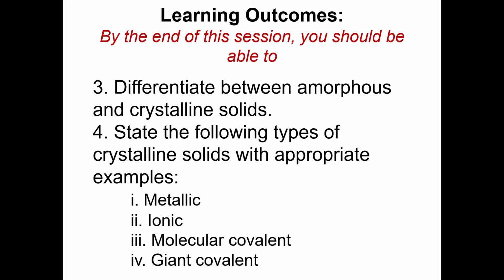Number three, we are going to differentiate between amorphous and crystalline solids, and number four, we are going to state the following types of crystalline solids with appropriate examples such as metallic, ionic, molecular covalent, and giant covalent. Alright, so what is solid?